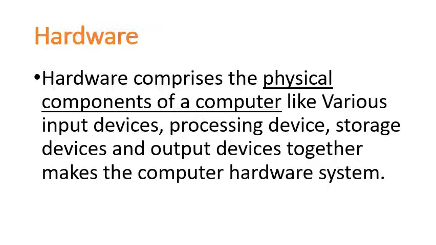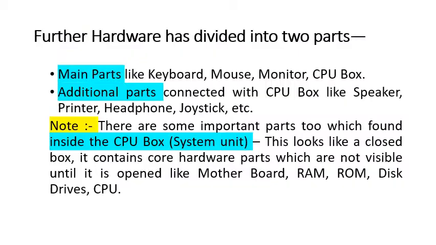Hardware comprises the physical components of a computer like various input devices, processing devices, storage devices, and output devices, which together make the computer hardware system. Further, hardware is divided into two parts. Main parts like keyboard, mouse, monitor, and CPU box, and additional parts connected with the CPU box like speaker, printer, headphone, joystick, etc.